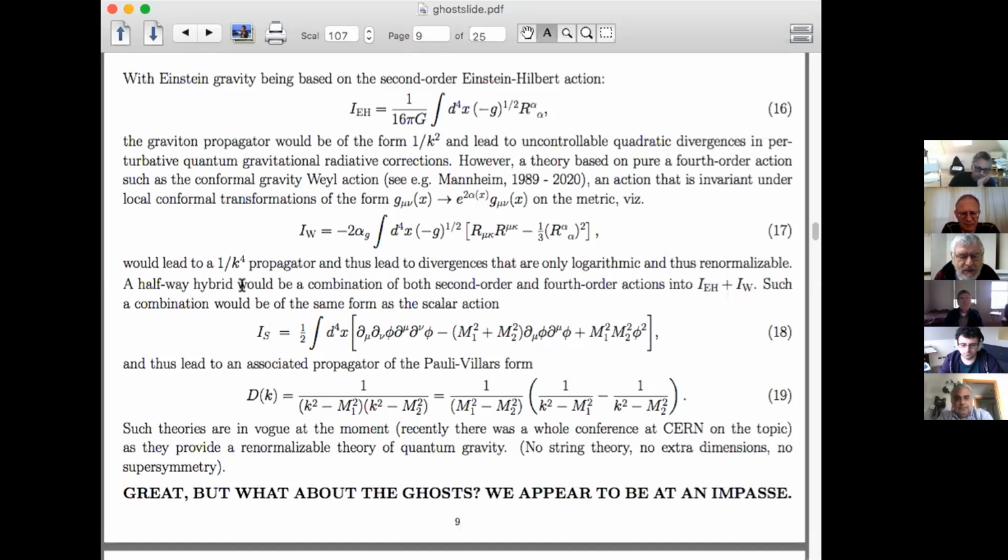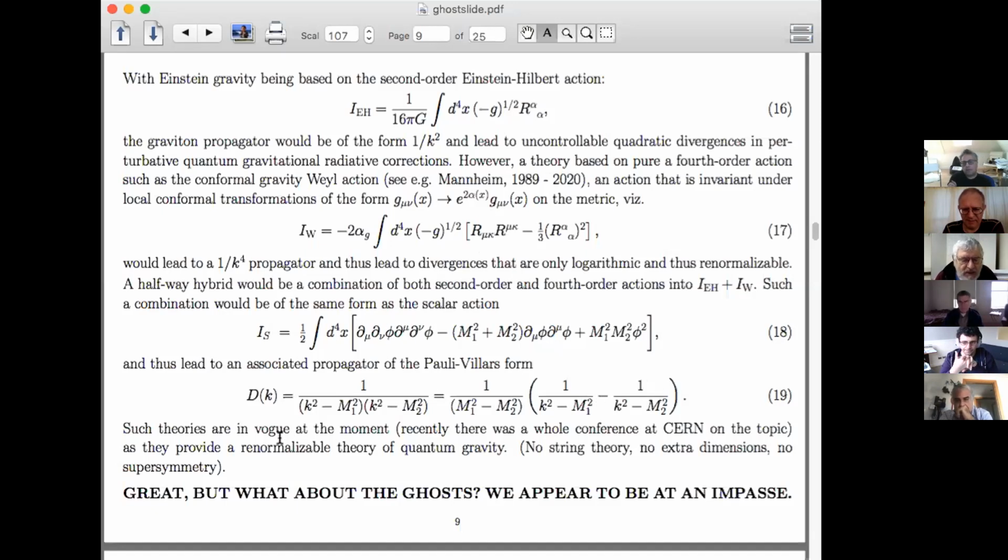A halfway house would be to have both, to have second order and fourth order. And then you can find a gauge in which you precisely have an action with acceleration squared, velocity squared, and coordinate squared. Namely, this action that we've already been looking at would be the action of second order plus fourth order gravity combined, and would lead to the same Pauli-Villars propagator with the 1 over k squared minus m1 squared minus 1 over k squared minus m2 squared.